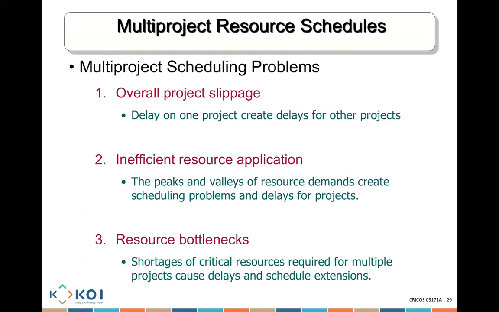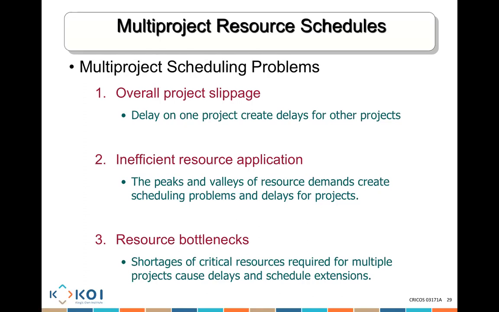Sometimes we have inefficient resource application. In other words, the peaks and valleys of resource demands create scheduling problems and delays for projects. It's like I showed you before. I might be using sometimes 6 people, then 3 people, then 5 people, then 1 person, then 6 people, then 10 people. This is a lot of variation. If you are using a lot of inefficient variations, it will make it hard to start assigning resources from one project to another project.